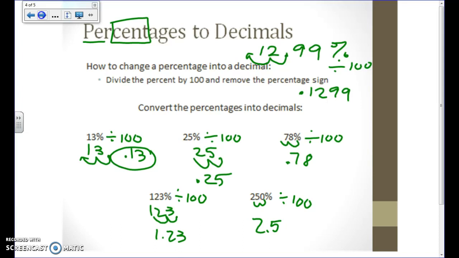I think that's all I have for you today. I hope that you can convert percentages to decimals and decimals to percents.